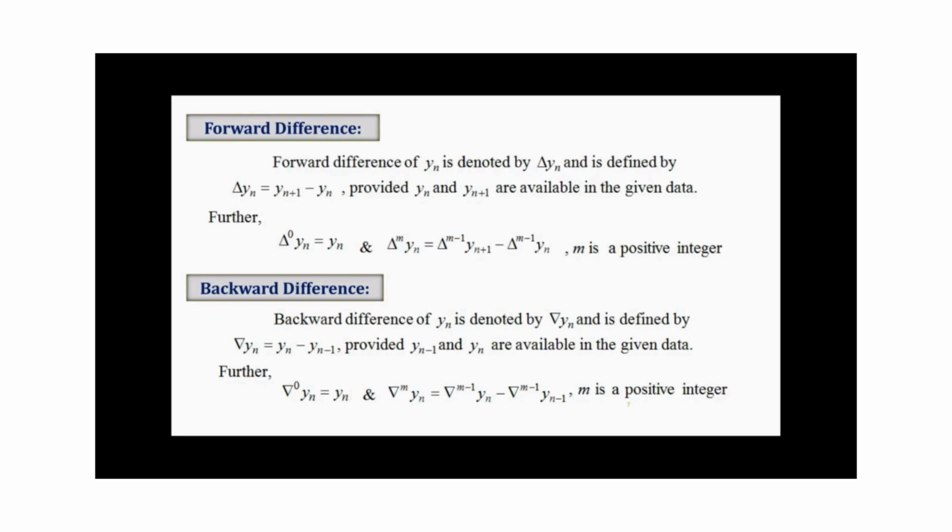Now next we understand two important concepts, forward difference and backward difference. Before applying Newton's forward interpolation formula, we need to prepare a difference table. A difference table shows how the values change from one observation to the next. Now let us learn.